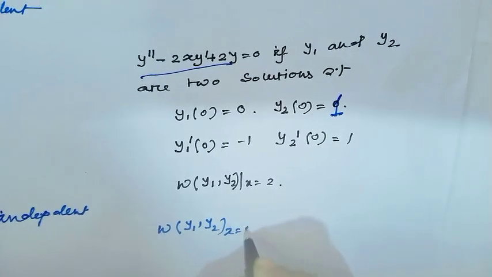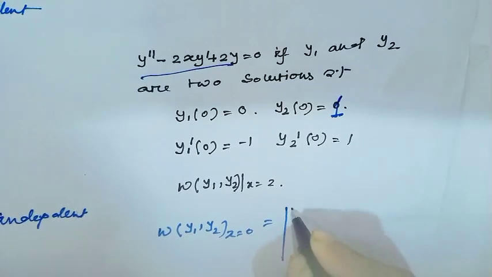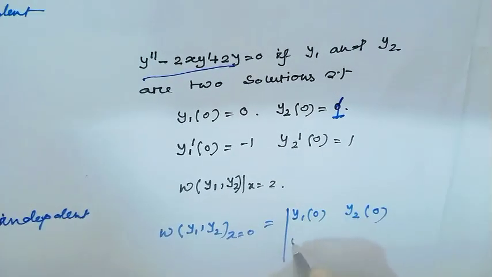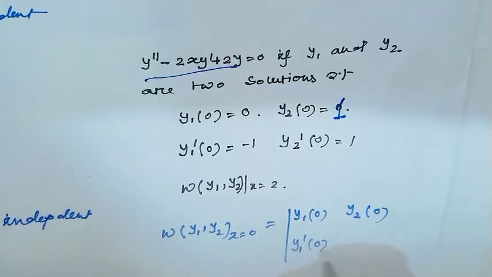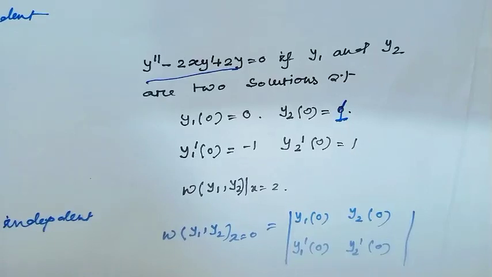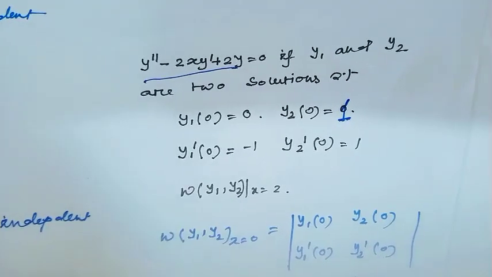Here just use the Wronskian method we know: y1(0), y2(0), y1 prime(0), y2 prime(0). And this value would obviously be the determinant 0, 1, minus 1, 1. So this value would be plus 1.